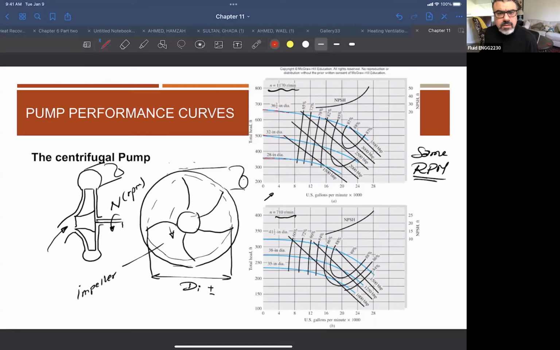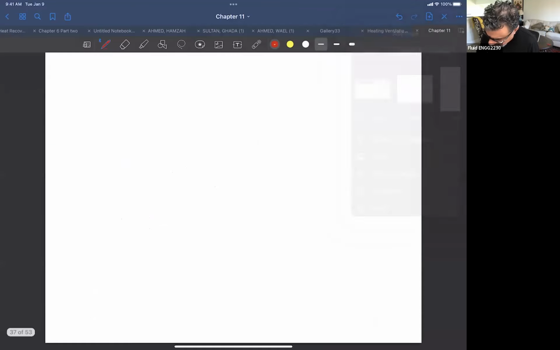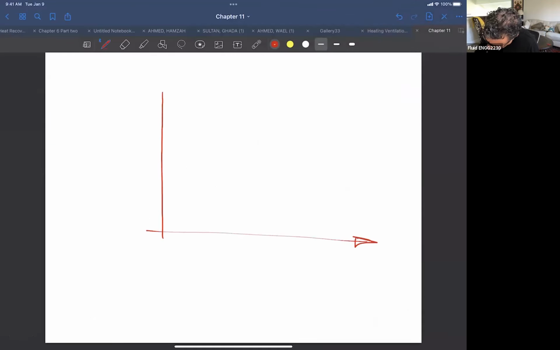In general, the performance curve of the pump takes this kind of shape. So if you look at any centrifugal pump, you will see the flow rate on the x-axis, and the head of the pump. If you remember, the head of the pump is basically the difference between whatever is coming in as a pressure and what is going out as a pressure. So that we call the manometric pressure, or the head increase by the pump.